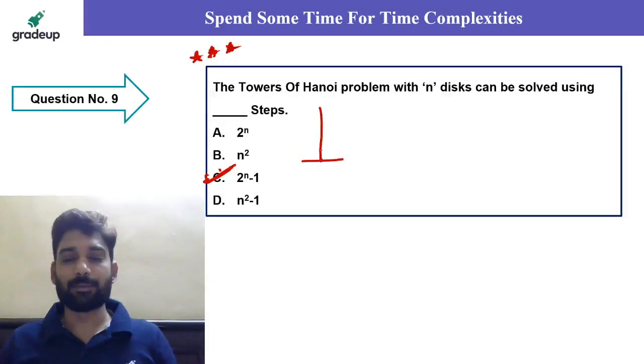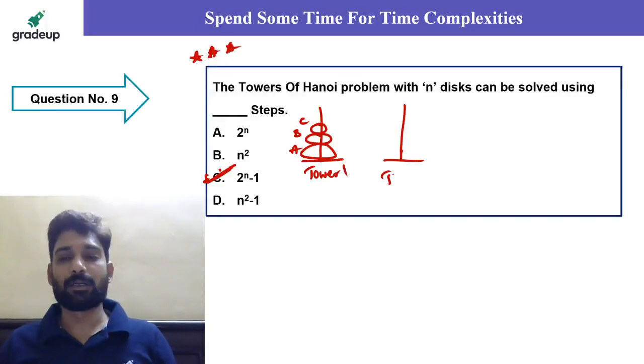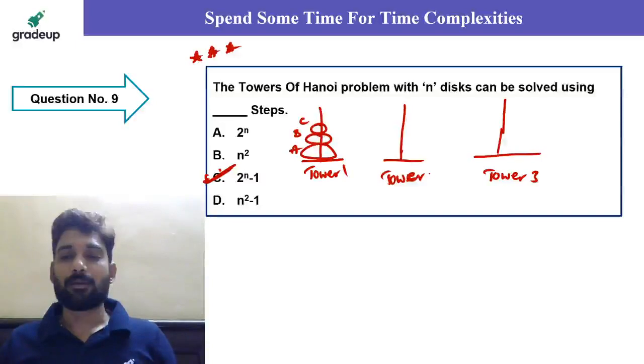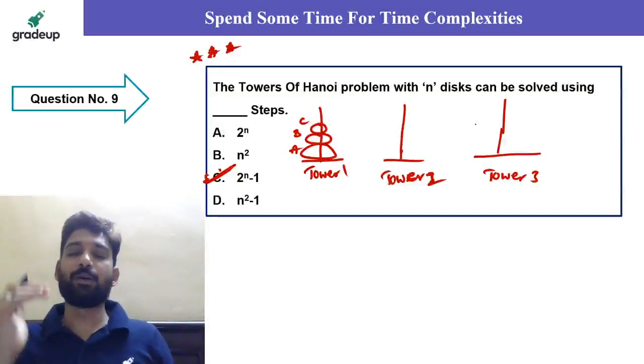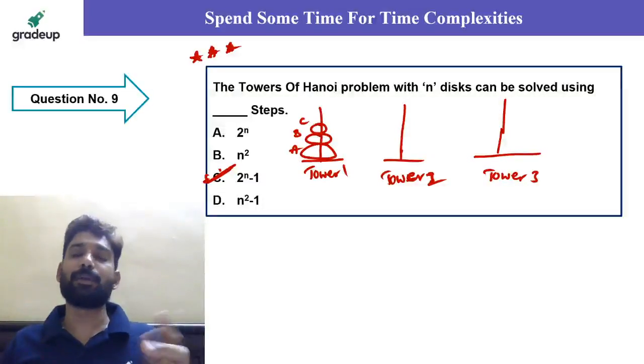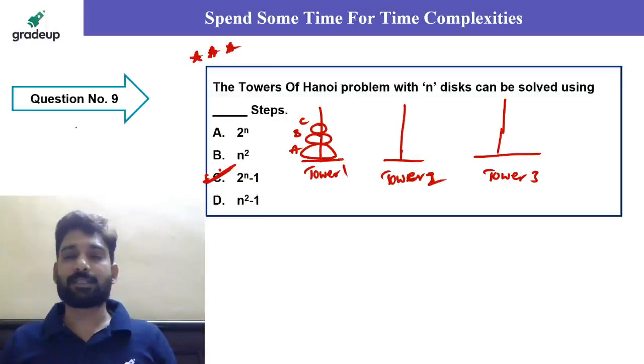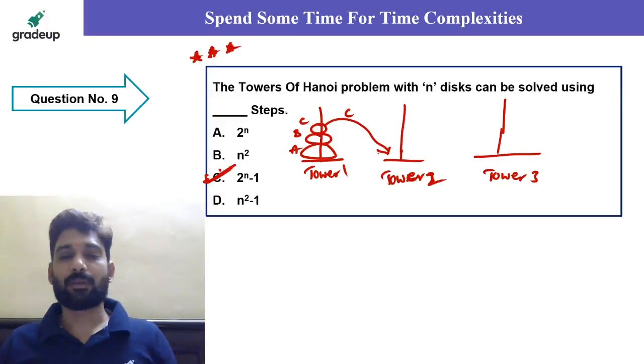So we have a tower where we have A, B, C. So we have tower 1, tower 2, tower 3. We have to move from tower 1 to tower 3 using tower 2 so that always only small should be placed on big, big should not be placed on small. So 3 disks are there. So here it requires 7 steps. You can see we will move C. This is the first step.